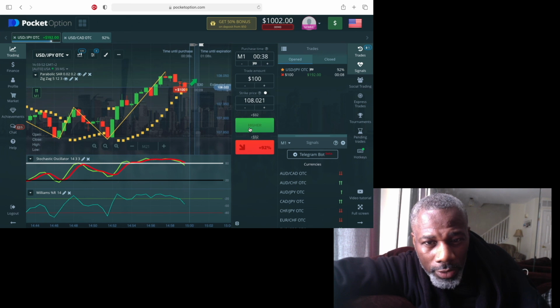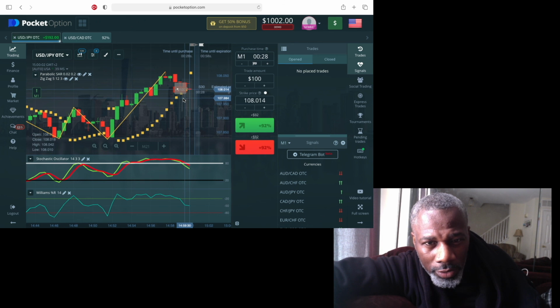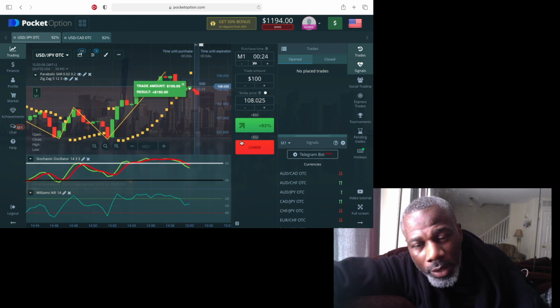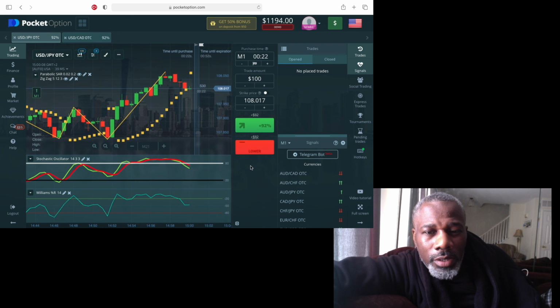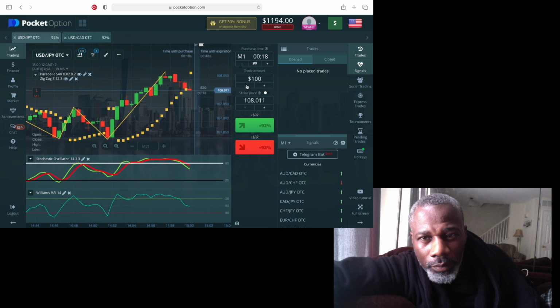If I was to hit the buy, it would be green, and the candles would have to go above. So right now, as you can see, I just cleared this, and I'm in profit of $192. So this is just an illustration of how this platform works.